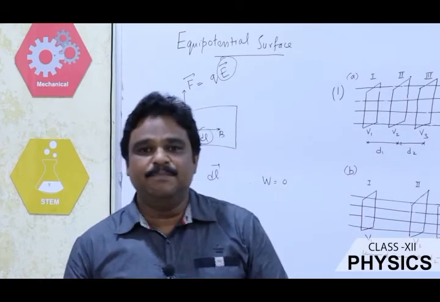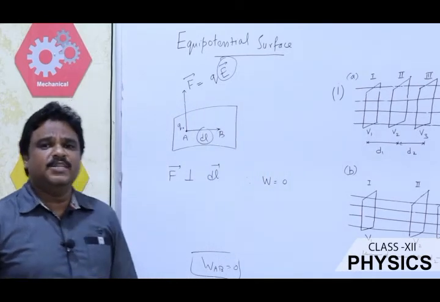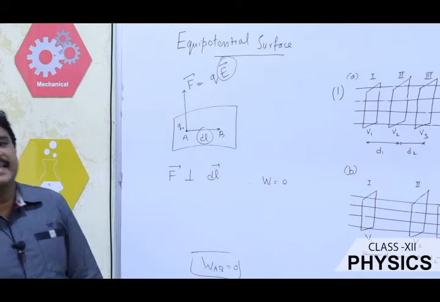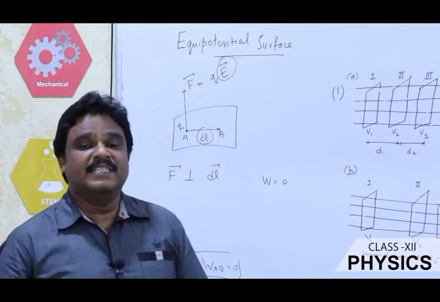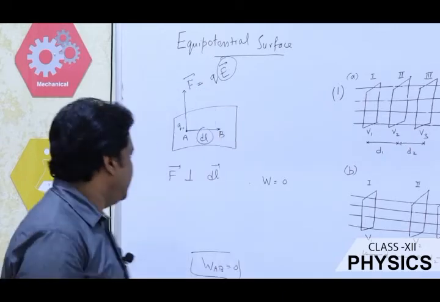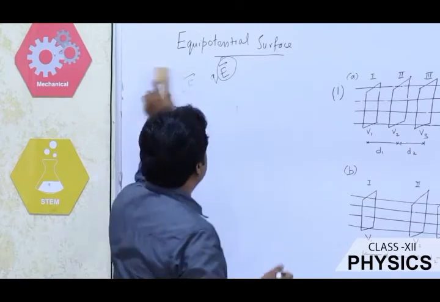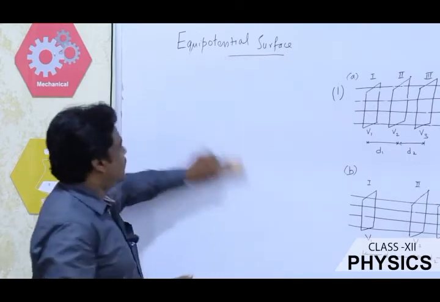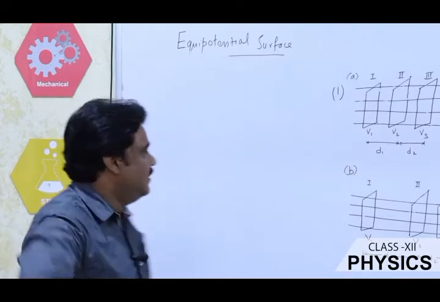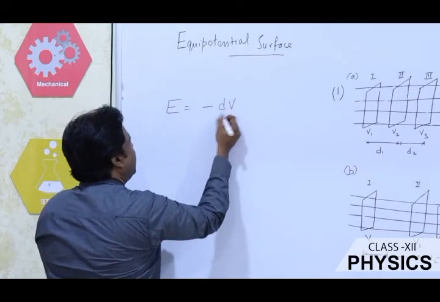Now get into the third important property. Equipotential surfaces help us to distinguish the regions of stronger and weaker electric fields. So how to establish this? I am going to use the formula that we derived: the electric field is the negative gradient of potential, E is equal to minus dV by dr.